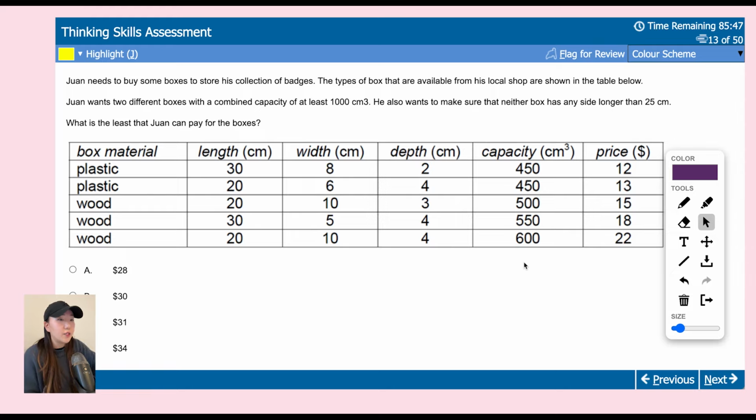Another problem solving question now. So again, read the question language. What is the least that Juan can pay for the boxes? What boxes are we talking about? This first sentence is just talking about the context of the question.